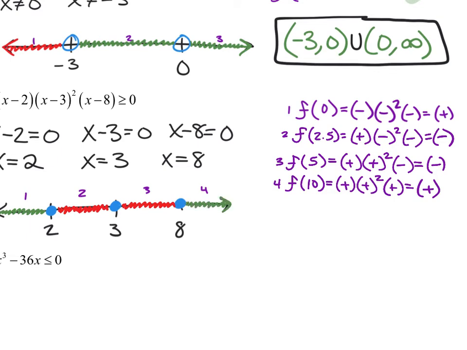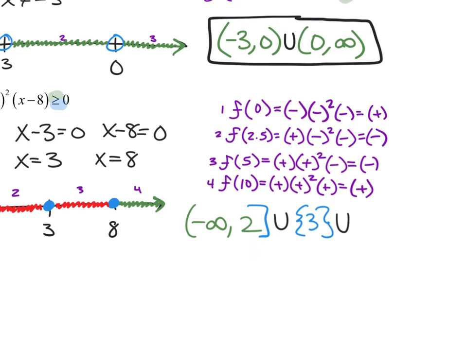So now that we've done all this work, what was the original question even asking? Remember, we want to know where this graph is greater than or equal to 0. So the two colors I'm including in my final answer are going to be the green sections and the blue sections, which means my answer should be from negative infinity to 2 with a bracket, because it's equal to, the number 3, and the interval from 8 to infinity.